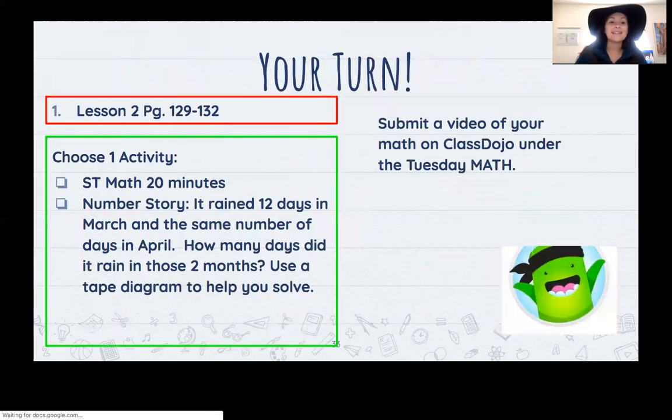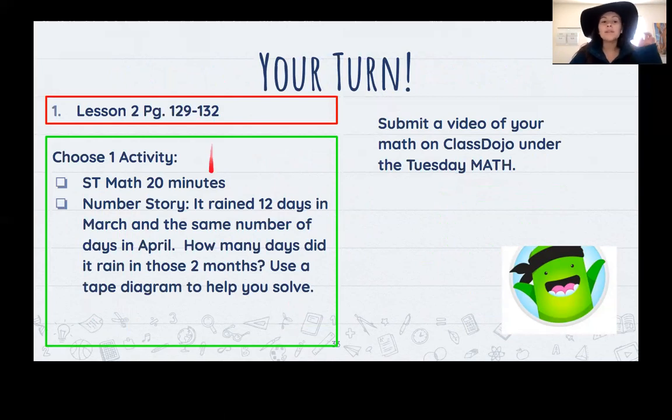Today you're going to be identifying those on lesson 2, pages 129 through 132. When you're done with that, please work on your ST Math for 20 minutes, or you can work on the number story. And don't forget to upload all of your activities in a video to Tuesday Math.